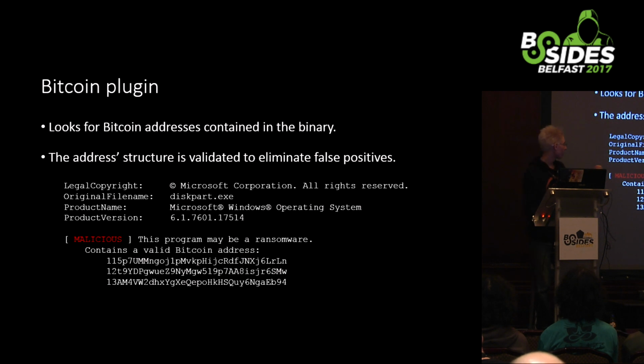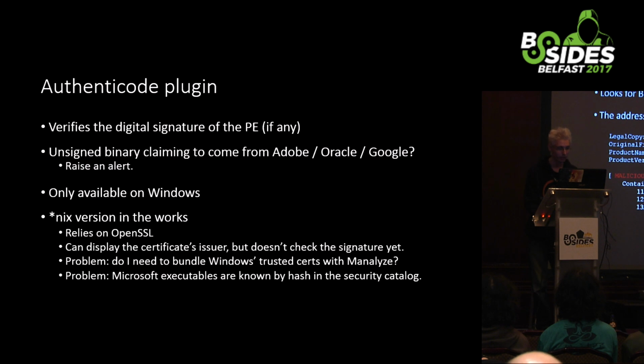So this is the output of the tool for the WannaCry ransomware. So you can see immediately that even though it pretends to come from Microsoft Corporation, it contains 3 different Bitcoin addresses. And if you were to Google those Bitcoin addresses, you would find reports linked to the WannaCry attacks immediately. So this is a way to gain time and perform the analysis very, very quickly. Finally, I have this Authenticode plugin that checks whether the digital signatures of the PE is valid.